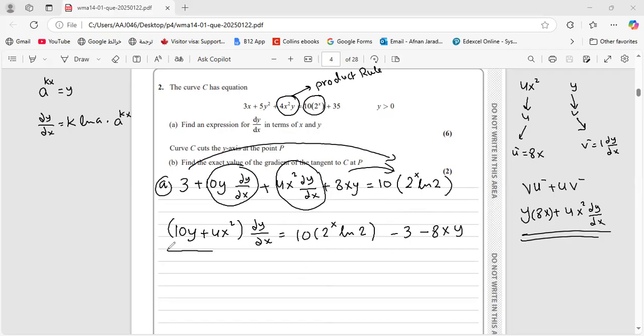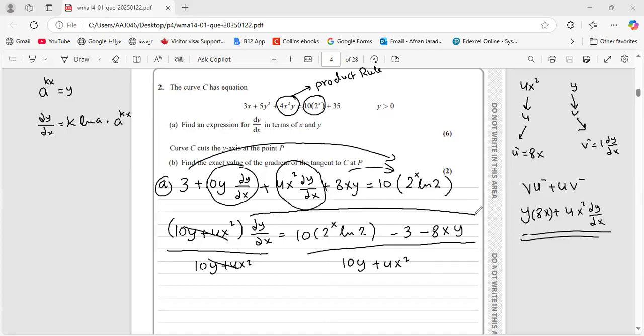Then divide both sides by 10y plus 4x squared to find dy over dx. Then divide this one also by 10y plus 4x squared. So the final answer is dy over dx equals 10 multiplied by 2 to the power of x ln 2 minus 3 minus 8xy, all over 10y plus 4x squared.